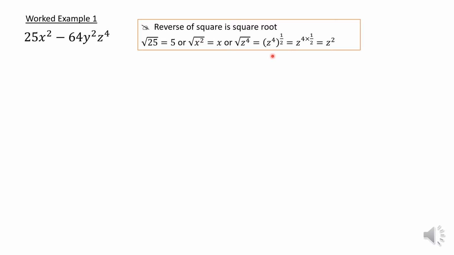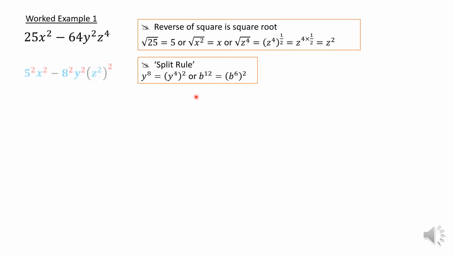All right, and also I'm going to introduce something called the split rule. Sometimes you get a z to the 4 or a y to the 8 like here, and I need to have a square on the outside. Obviously 2 goes into 8 4 times, so you can split them, because remember the rule is when you have a base raised to so many indices, you multiply them. So for b to the 12, split them by putting the 6 inside and the 2 outside. This is going to come in very handy.